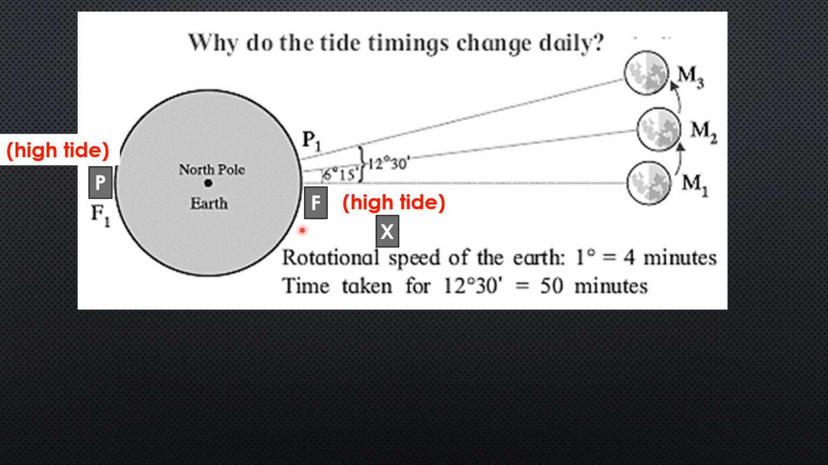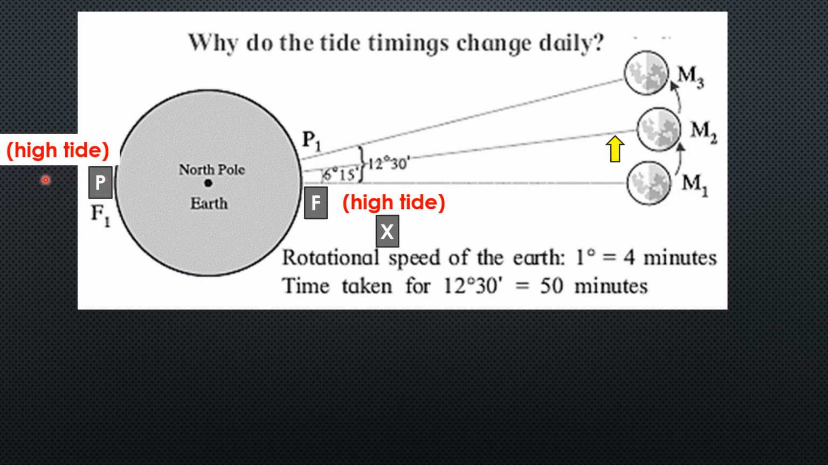Why does this happen? It is simply because now, in the meantime, the moon also, due to its revolution, would move about 6 degrees and 15 minutes. So it will take 25 more minutes for F to reach P's original position and be directly opposite the moon. So now it is after 12 hours and 25 minutes, F is directly opposite the moon, and it will experience a high tide, and point P, which is on the opposite side of point F, will also experience a high tide.